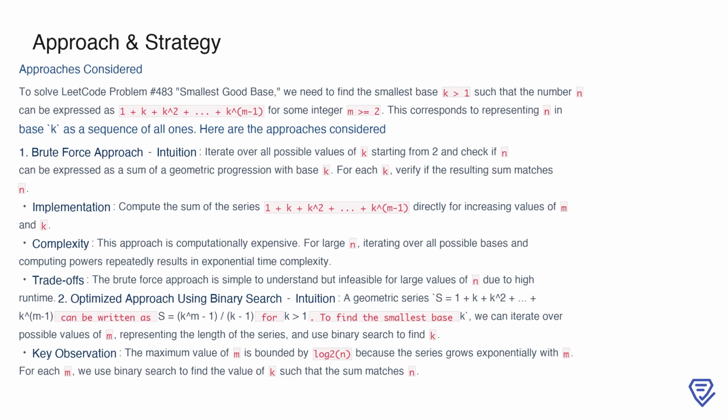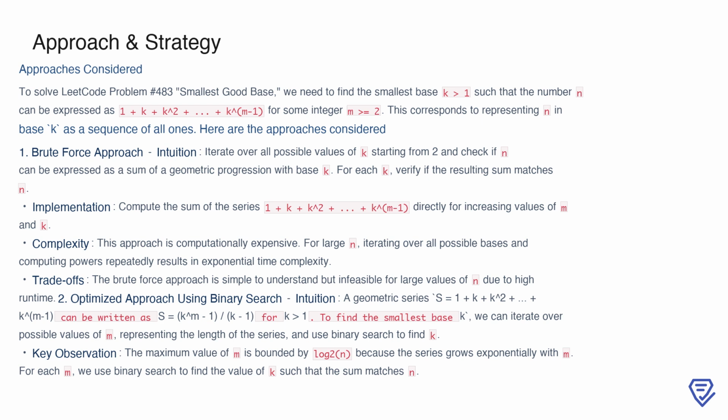To solve the problem of finding the smallest good base, our goal is to express the given number n as a sum of a geometric progression in base k. This means we need to find the smallest integer k greater than 1 such that n equals 1 plus k plus k squared plus up to k to the power of m-1, for some integer m greater than or equal to 2.